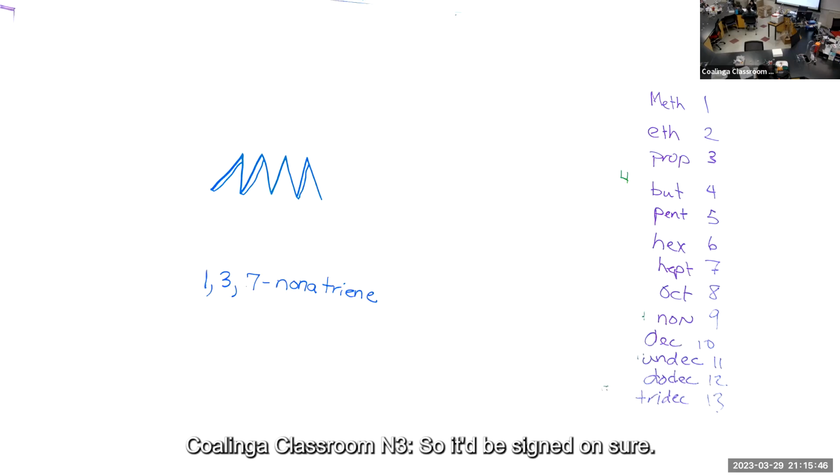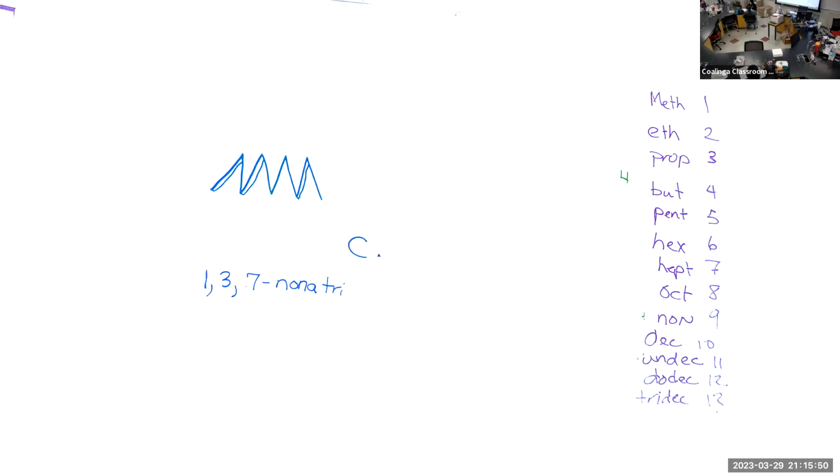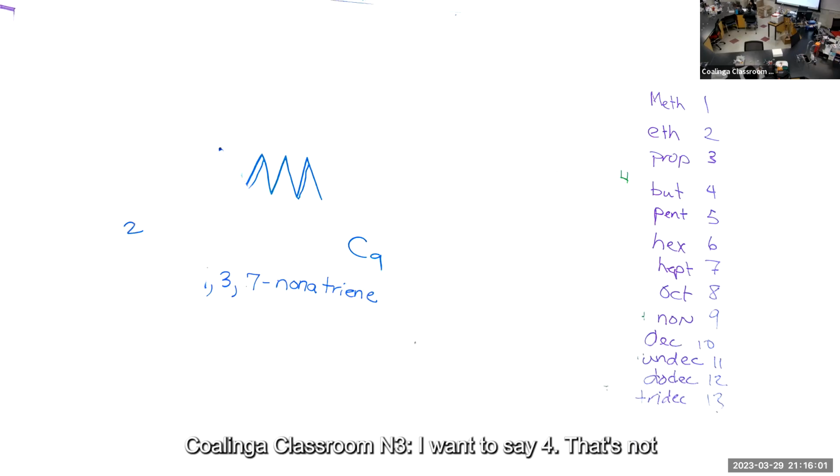So it'd be C9. Sure. So we have C9. How many hydrogens do we have here? So it'd be 2 now. How many we have here? I want to say 4, but it's not. I think it's 2 as well, right? It should be 1. Should be 1.